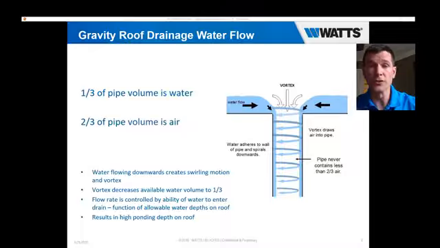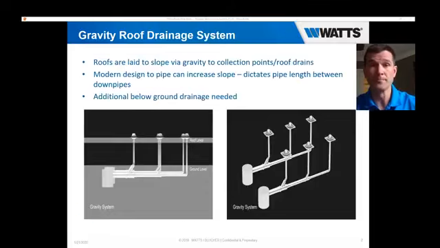The flow rate is also controlled by the ability of water to enter the drain. So it's a function of allowable water depths on the roof. This can result in somewhat of a high ponding and high water level on the roof because of this inefficiency, only being able to use a third of the volume of the pipe to bring the water out and down to drain.